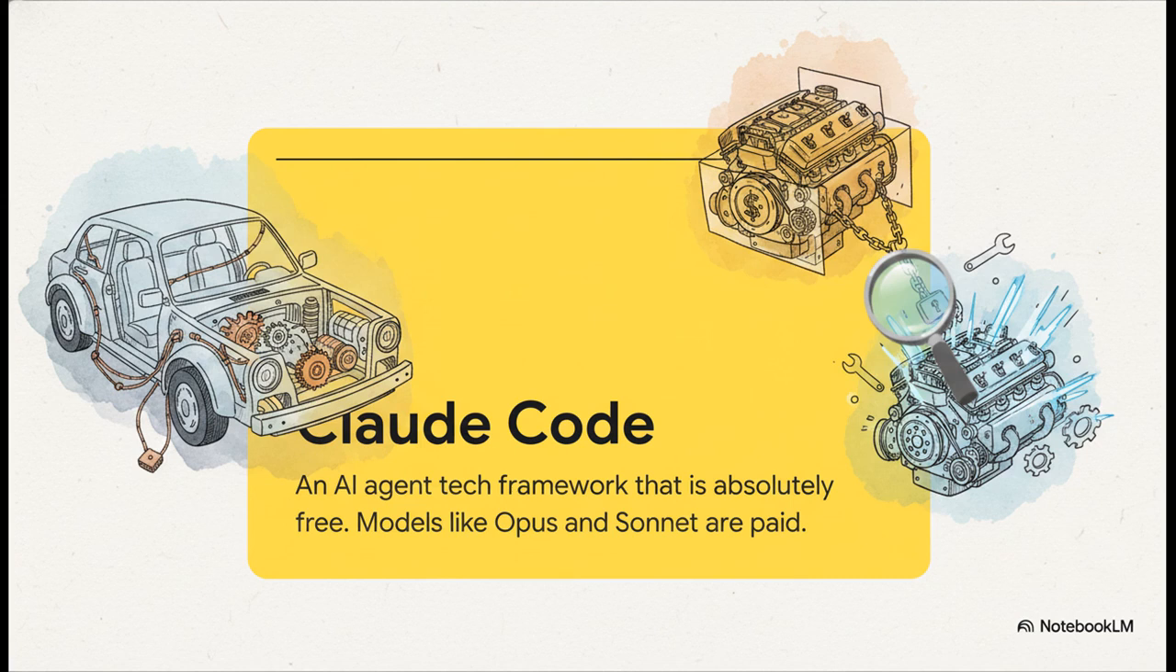Think of it kind of like the chassis of a car. The chassis, the framework itself, is absolutely free to download and use. But a car needs an engine, right? And usually people drop in these super expensive engines like the premium Opus or Sonnet models, which literally cost money every single time you turn the key. What we are doing today is downloading that free chassis and dropping in an incredibly powerful, totally free engine instead.